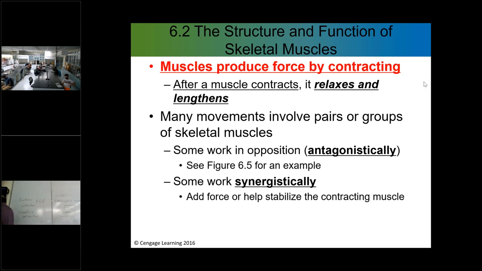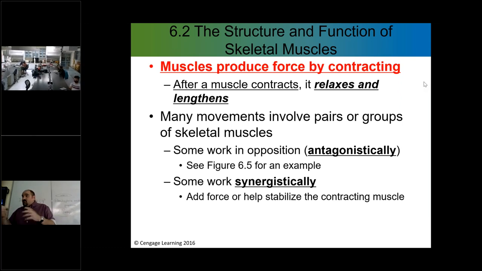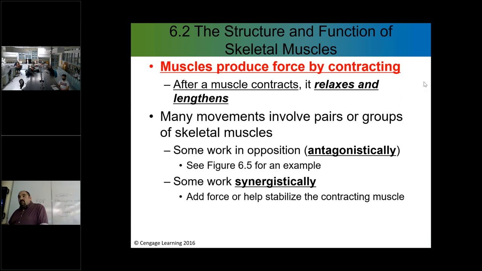And so with contraction, those muscle fibers will tighten, and depending upon the contraction, they'll shorten. And then when you stop, they'll relax. So there's contraction and relaxation with musculature.